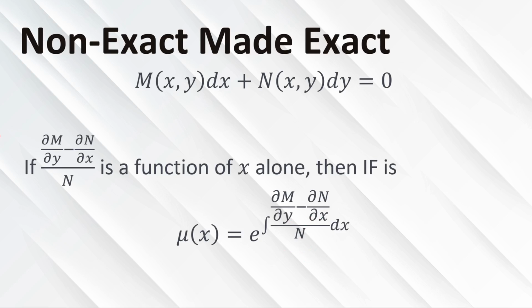Okay, notice kapag yung partial derivative ni m with respect to y ay nag-equal sa partial derivative ni n with respect to x, magze-zero itong part na ito, and 0 yan. So, integral ng 0, 0, then e raised to 0 is 1. Therefore, yung mu of x natin is 1. Ibig sabihin, wala kang i-multiply kapag exact siya.